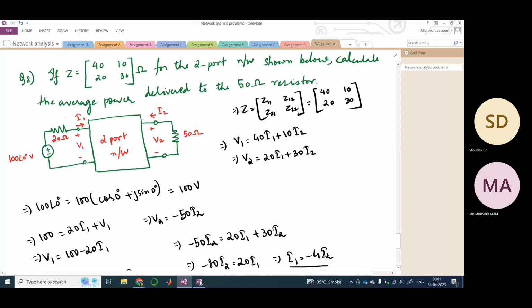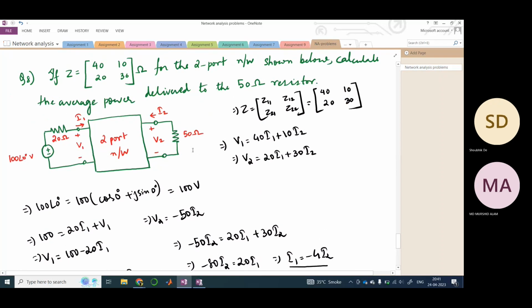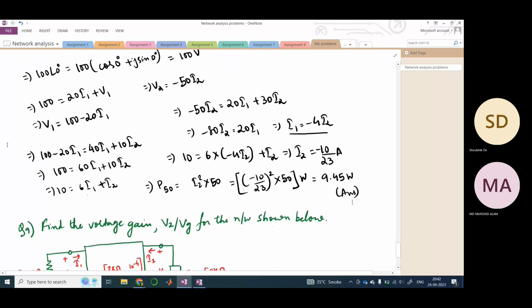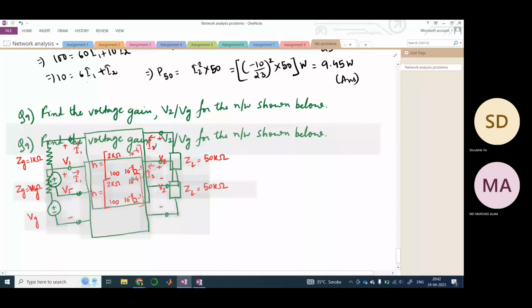Okay, so I hope this is clear. My suggestion would be that if you get this kind of problems, solve this kind of problems more, because this would be definitely there. Okay, if this is clear, then we will go to the last problem. Yes, sir. Crystal clear, sir. Okay, fine. This would be the last problem.